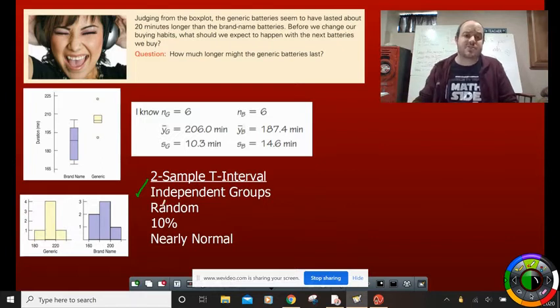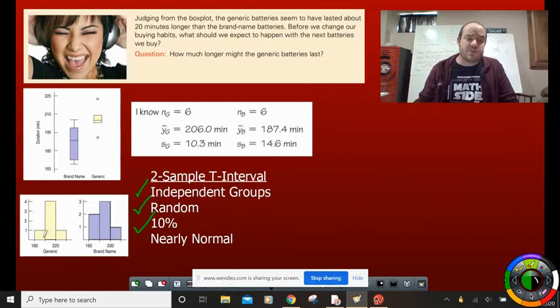This is considered to be close enough to a random process. 10%. Is a total of 12 batteries going to be more than 10% of the entire population? Heck no. So the 10% condition is going to be easily checked off in this case. The nearly normal condition: now, we are looking at sample sizes of 6, which means we do have to be careful.